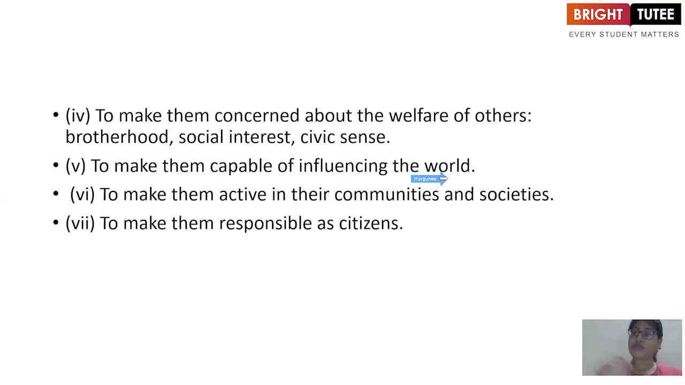Also, students will understand and will be capable of influencing the world. So students who are good orators, students who can think beyond a particular situation, this means visionary students, is what we are wanting. They will be capable enough to influence the world, to make them active in their communities as well as society. So again, I would reiterate this point that activeness is very important. Just being a citizen of a particular nation and not contributing at all is not something we really approve of. So whatever profession you are engaged in, you are contributing through that profession, to make them responsible citizens.